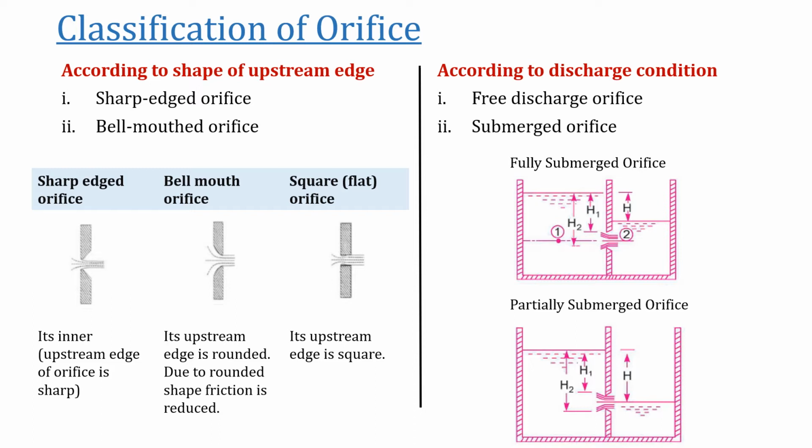Then according to the discharge condition, we have a free discharge orifice and a submerged orifice. A free discharge orifice is one in which the liquid, after passing through the orifice, is open to atmosphere, so the jet has atmospheric pressure. The submerged orifice has two further conditions, fully submerged or partially submerged, in which the liquid, after passing through the orifice, is surrounded by a liquid.